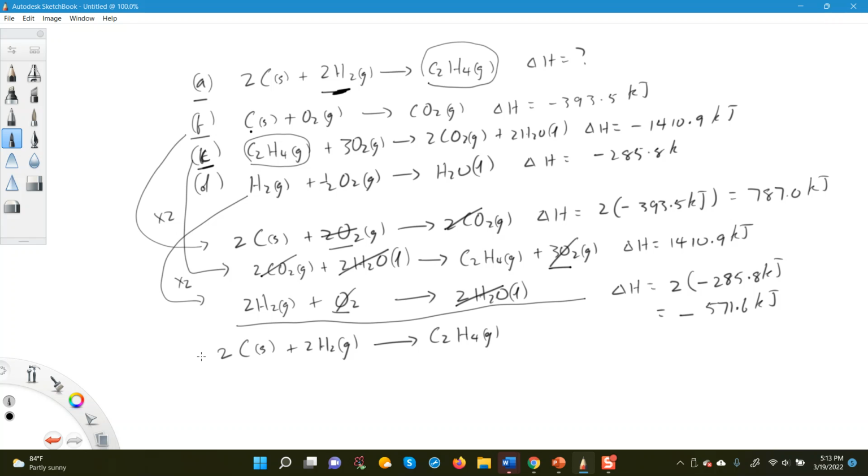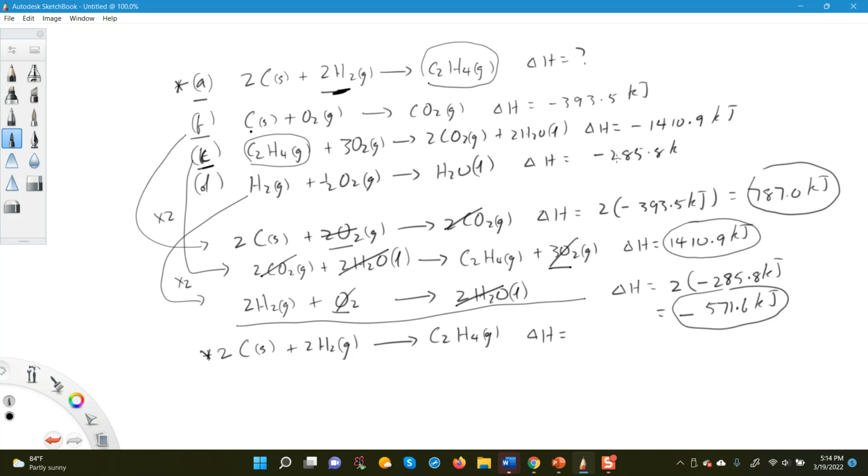And that equation here is the same as equation A, which means that the delta H for this equation that we're trying to find would be the sum of this value and this value, all right? And that's because we added all these equations here to get this equation. So to get the delta H value here, we have to add the enthalpy changes of those equations. So let me do that now. 787.0 plus 1410.9 minus 571. Oh, shoot.